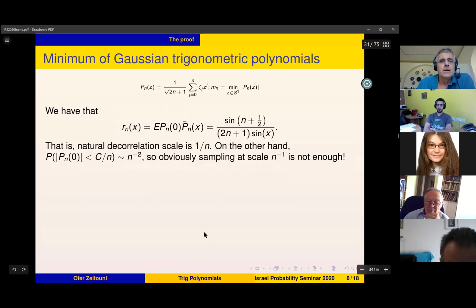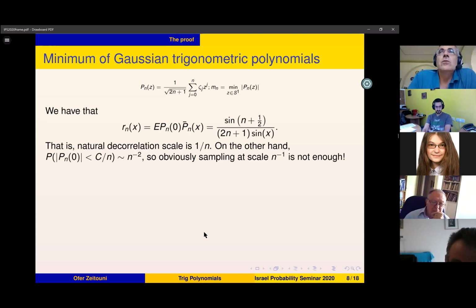Okay. So first of all, when you see that, you tell yourself, okay, it's a Gaussian process, so let's try to do some back of envelope computations. First of all, we have a correlation. We can compute the correlation of this Gaussian process, and you can see that the process decorrelates at scale 1 over n. So essentially, it should behave like n independent variables.